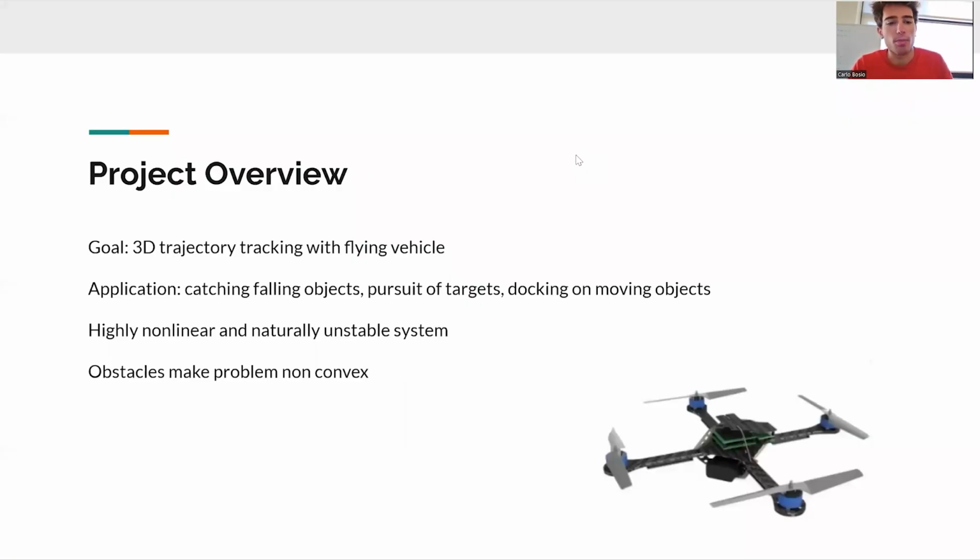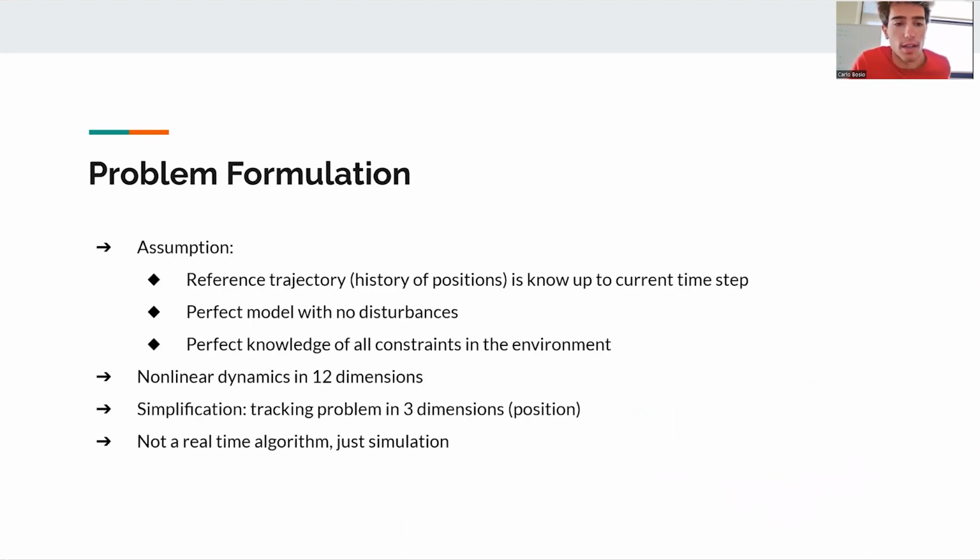The goal of the project is to be able to track a three-dimensional trajectory with a quadcopter. This can have several applications, like catching falling objects or docking on moving vehicles with drones. There are many problems related to this project, like the fact that the drone is highly nonlinear and naturally unstable, and the obstacles and clutter make the problem non-convex, as well as the nonlinearity.